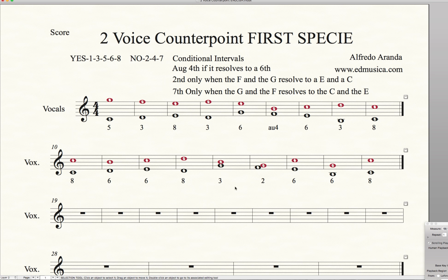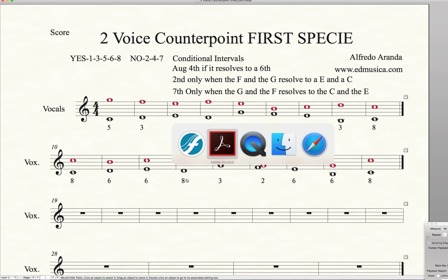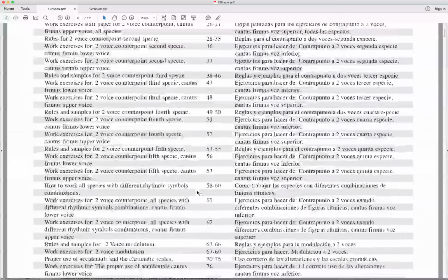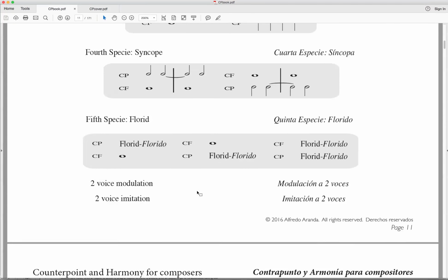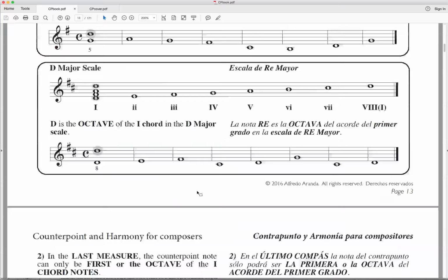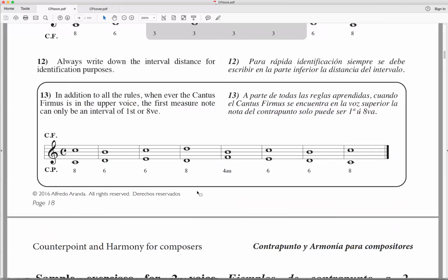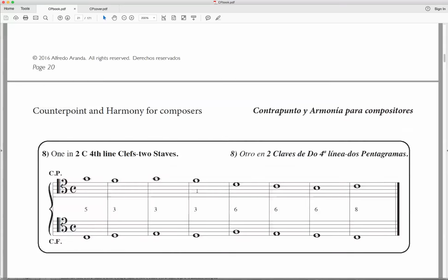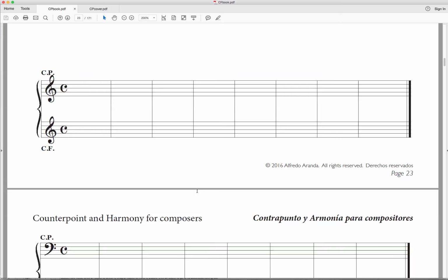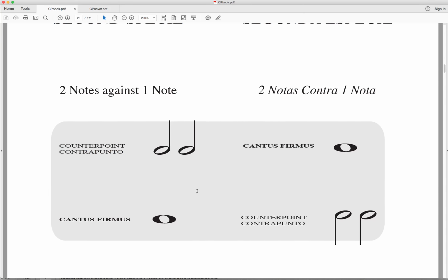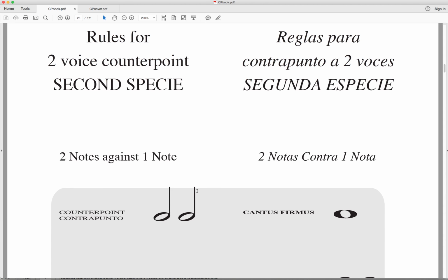Great. You see how this second sounded really good because it resolved into the sixth, and that's why these are called conditional intervals. And now we're going to go to the second species. I'm gonna just do an explanation right here. I'm gonna go straight to the second species page, which is, if you are using the book, go to page, let me see, right here. It's on page 28.